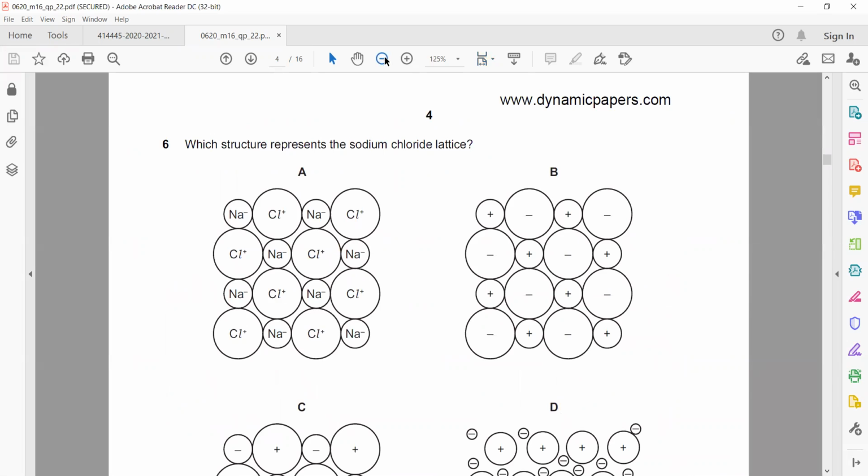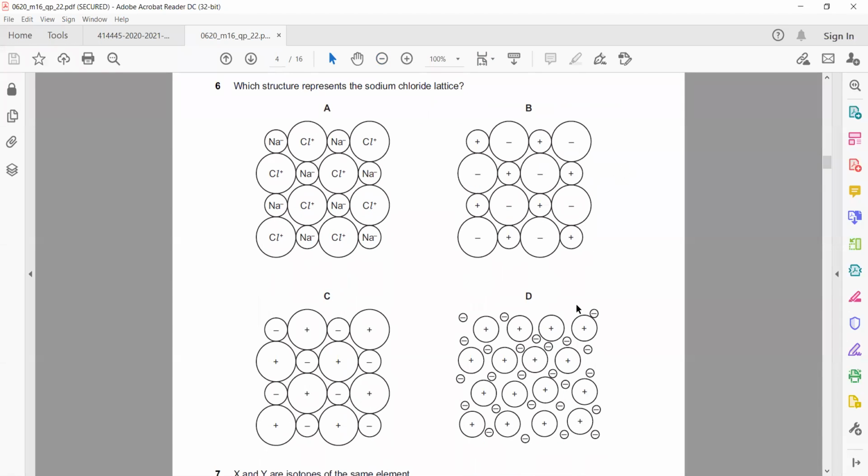Question 6. Which structure represents the sodium chloride lattice?